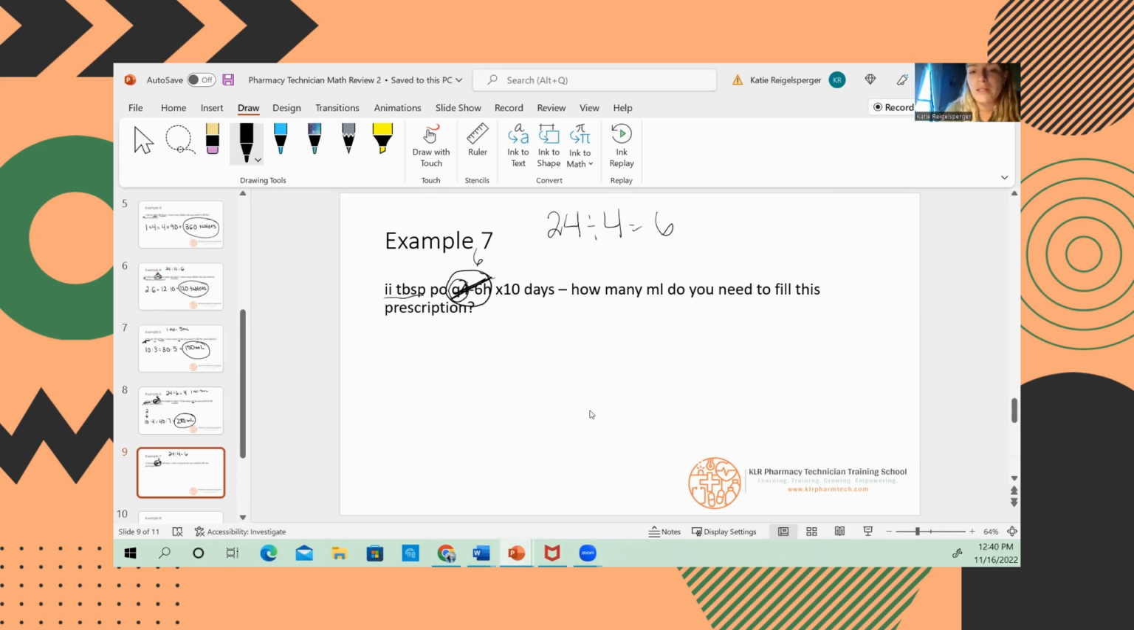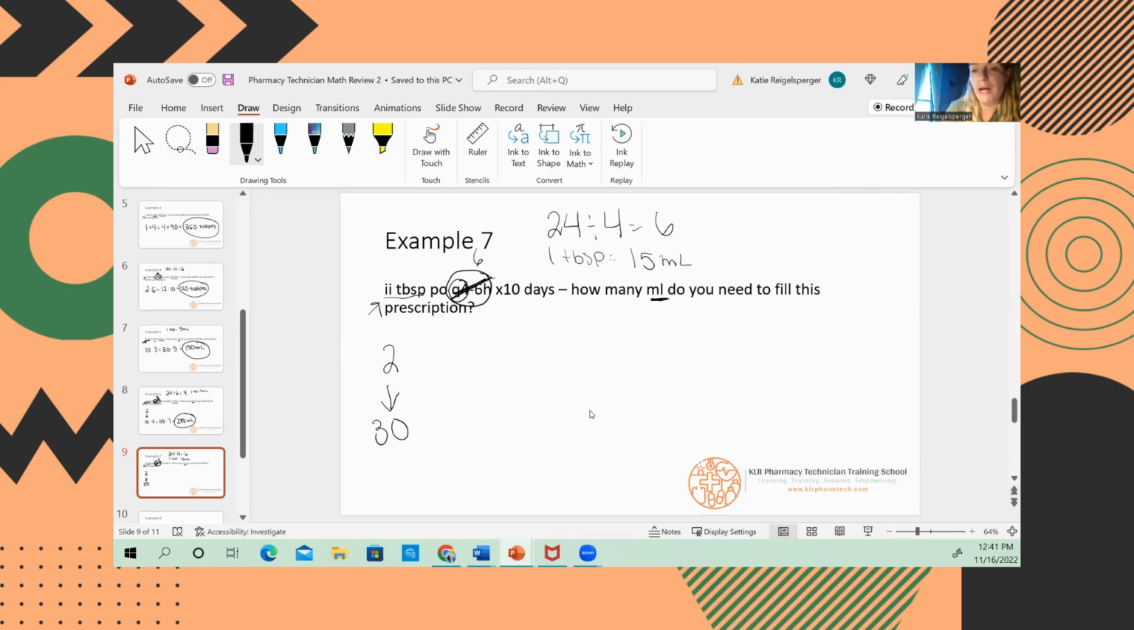Here, we need to look at this because they're asking for milliliters. How many milliliters in a tablespoon, guys? 15 milliliters in a tablespoon. So how many tablespoons do we take each time? We take 2 tablespoons each time. How many milliliters is that? If there's 15 milliliters in 1 tablespoon, 15 times 2 is 30. We know that we take 30 milliliters each time now.